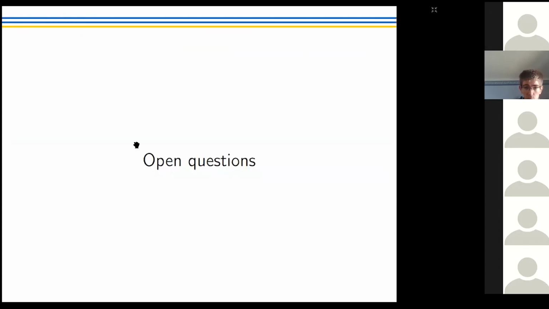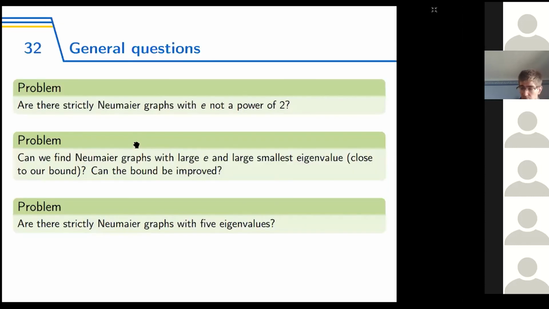Well, this brings me to a few open questions on this topic, and I've addressed most of them already during the talk. First and foremost, of course, are there strictly Neumaier graphs where e is not a power of 2? For e a power of 2, and e equal 1, which is also a power of 2, we have in the meantime several constructions, but for e different from a power of 2, we don't know anything.